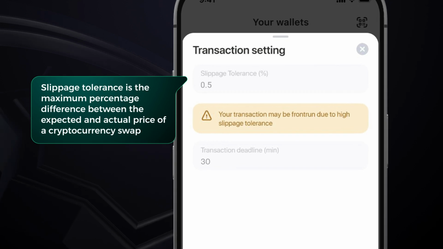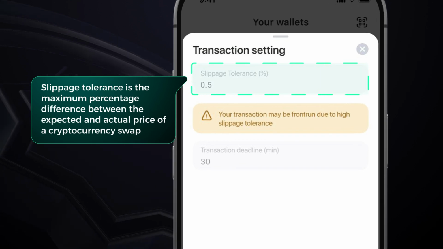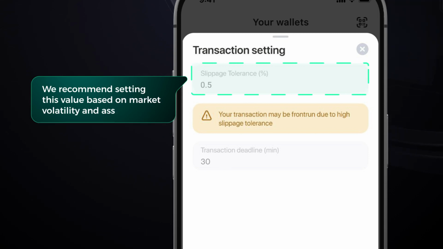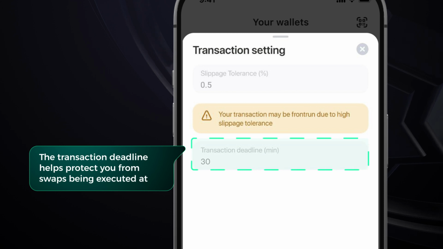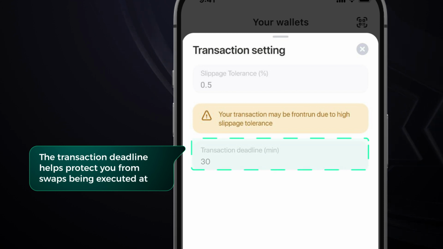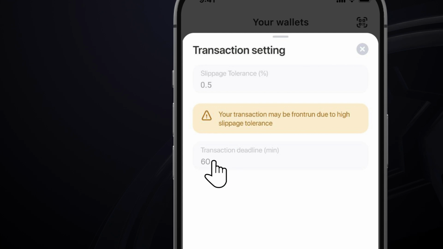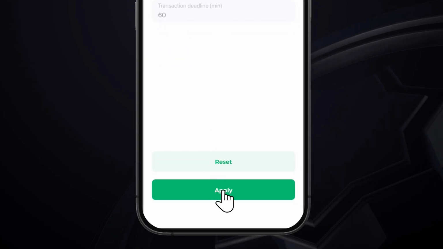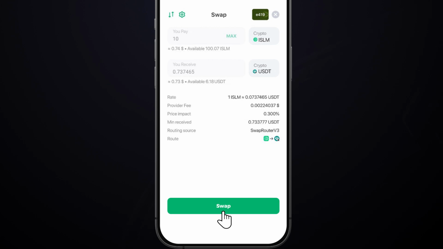Slippage tolerance is the maximum percentage difference between the expected and actual price of a cryptocurrency swap. We recommend setting this value based on market volatility and asset liquidity. The transaction deadline helps protect you from swaps being executed at unexpectedly changed prices due to market volatility. If pending for 20 or more minutes, the transaction will automatically revert to its original state.